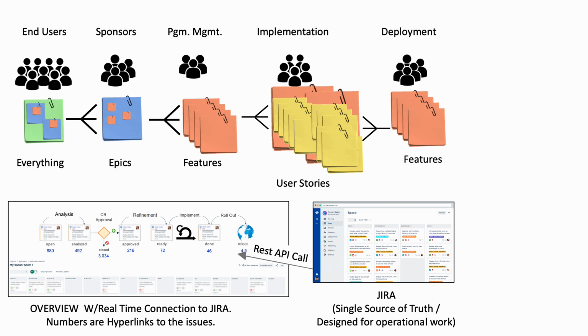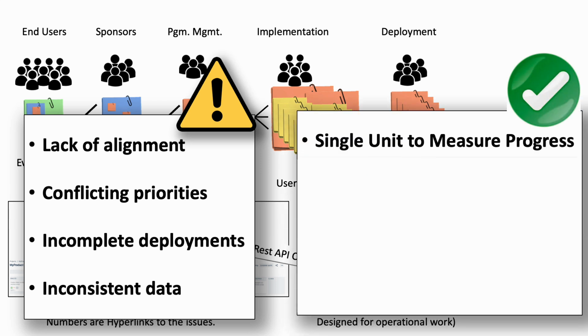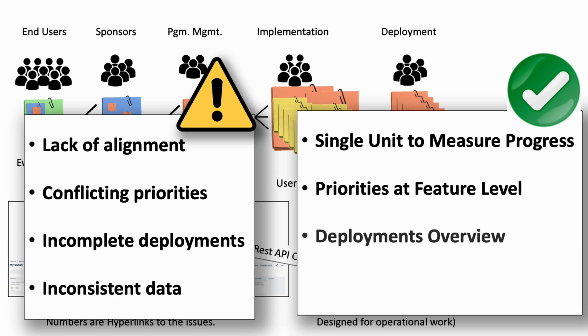Back to the problems we were viewing before and we aim to solve with this proposal. Just to recap, we were talking about the lack of alignment, conflicting priorities, incomplete deployments, and inconsistent data in the reporting. And we see in this approach that by having a single unit to measure progress, we manage to align all stakeholders in the same view of the situation. We can define priorities at feature level and have a clear overview of the deployments being done, knowing at every single moment all the user stories that correspond to a feature and knowing if it's ready for deployment.